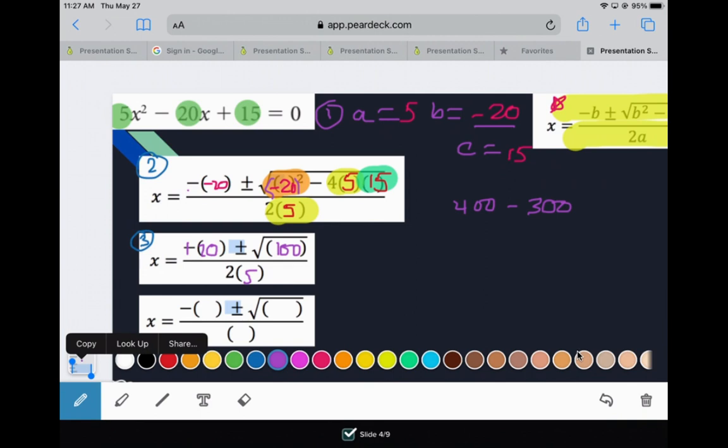Okay. Now if you look at the bottom, it said 2 and 5, so that gives you 10. This is positive 20. Now, square root of 100. When you take the square root of 100, that will give you 10.